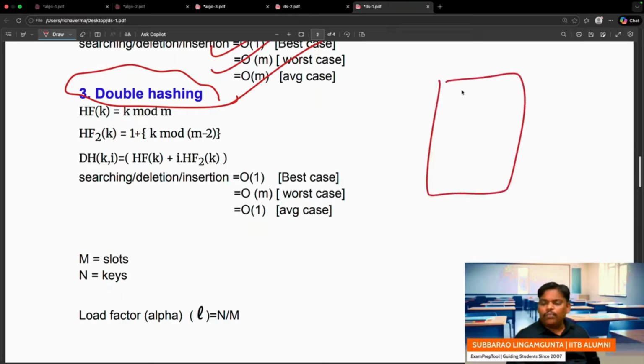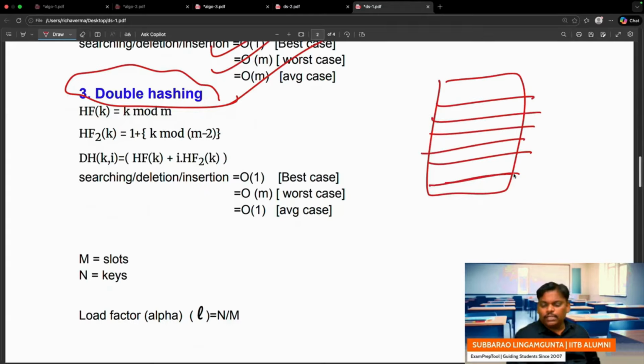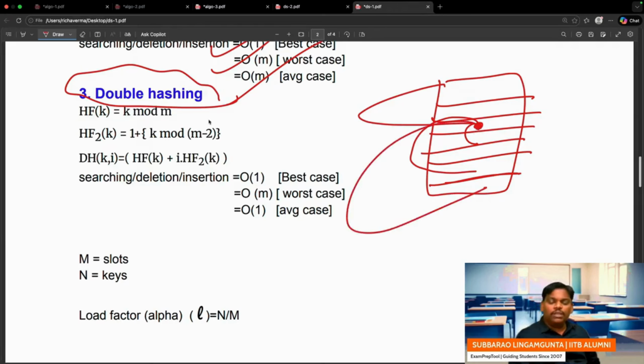Double hashing uses two hash functions. Suppose a collision came here. In linear probing, you try the next one. In quadratic probing, you try somewhere else. But in double hashing, whatever the second hash function says, I will go there. Simply, here you use the second hash function, and whatever it gives, I will use.